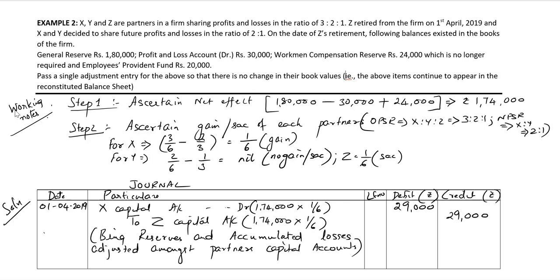First step is to find out the net effect. Second step is to find out the gain and sacrifice of each partner. Since it was a positive net effect, we debited the gaining partner and credited the retiring partner. In case it had been a negative net effect, we would have had to pass the reverse entry by debiting the sacrificing partner and retiring partner and crediting the gaining partner.